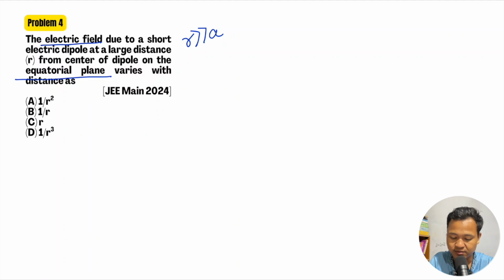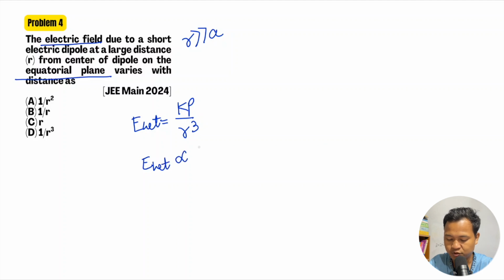So for the equatorial plane, the electric field on the equatorial plane varies with distance as follows. The formula for the equatorial point: E net is kp divided by r cube. So here you can see that E net is proportional to 1 by r cube. So the answer is 1 by r cube. This is a direct question, a very recent question, so remember the formula.